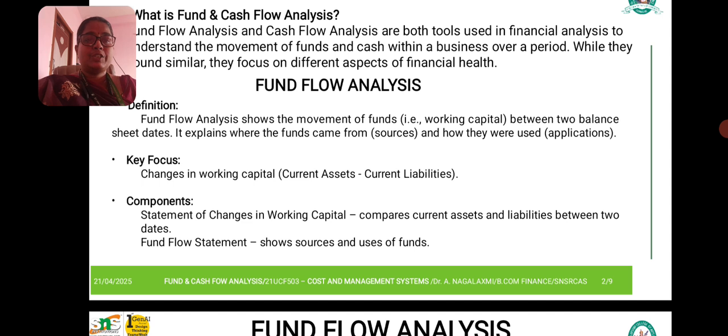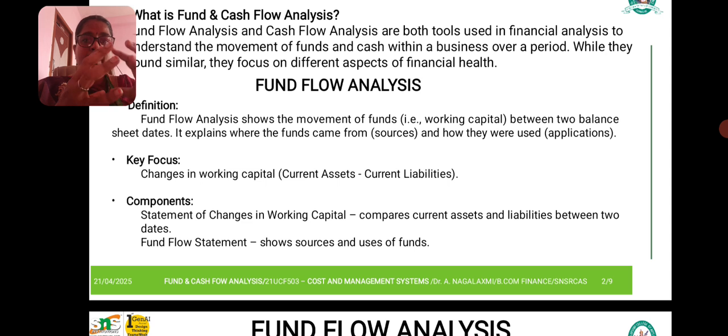Fund flow analysis shows the movement of funds, that is working capital, between two balance sheet dates. It explains where the funds came from, that is sources of funds, and how they were used, that is application of funds. So, fund flow analysis means movement of funds. It is not just one transaction. We are speaking about working capital.